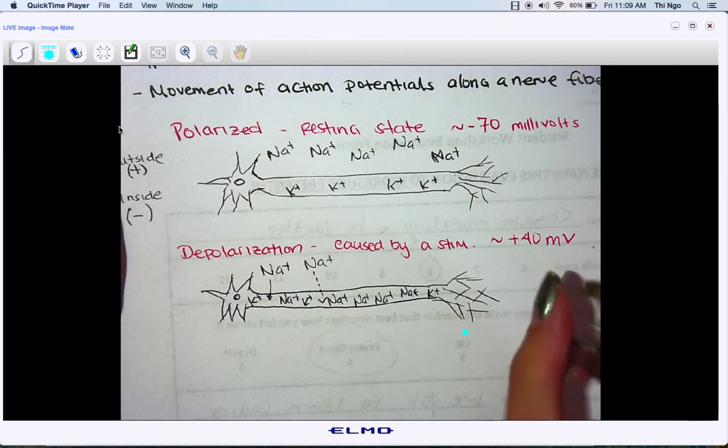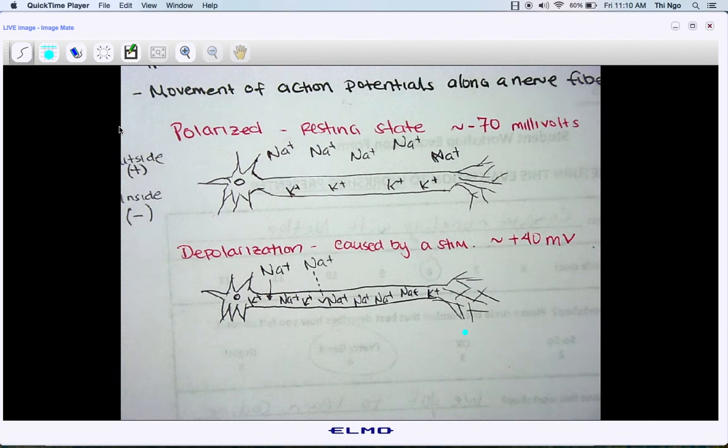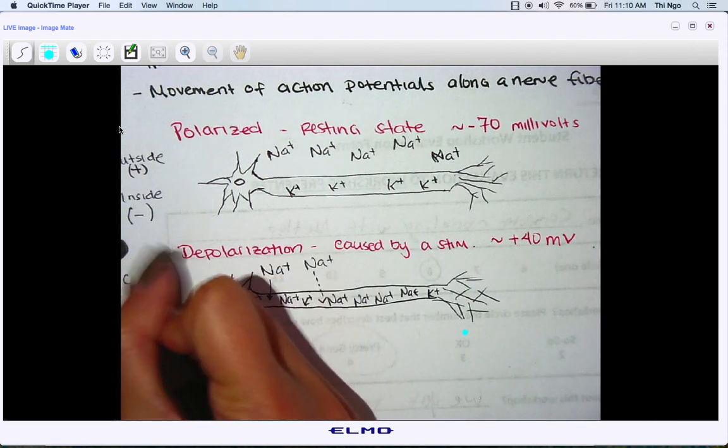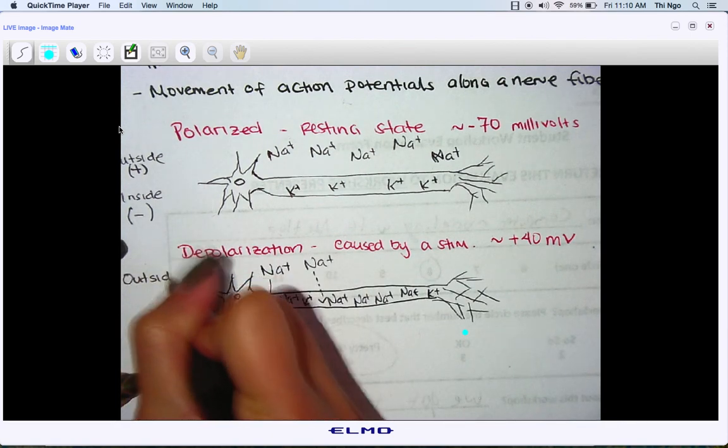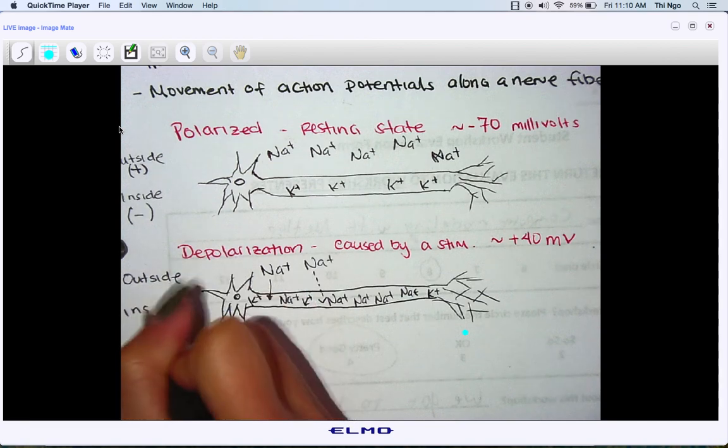Taylor? Never mind, I can't do that question. So now if we analyze the outside of the cell versus the inside, which side is more positive now? Inside.